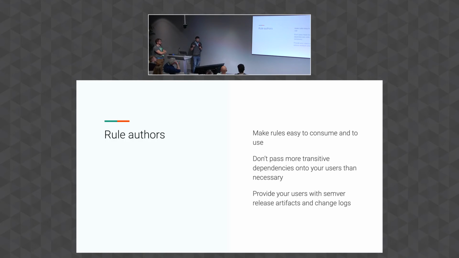Okay, so to quickly wrap things up, I think as rule authors, we should think about making rules easy to consume and to use, which means think about which transitive deps you're going to push onto your users, and don't push more than necessary. And if possible, provide users with semver releases with change logs, and that makes it possible to reduce the transitive deps as well.